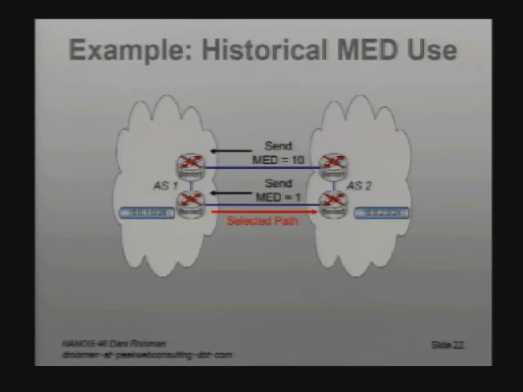AS1, AS2 are speaking, they have 2 physical links between them. And AS2 wants to tell AS1, hey, I prefer that you send me traffic on this link. So AS2 is going to set a MED of 10 when he announces to AS1 on this link. He can set a MED of 1 when he announces on this link. And AS1, if he's doing what he's supposed to be doing, is going to always select this link as long as it's up.